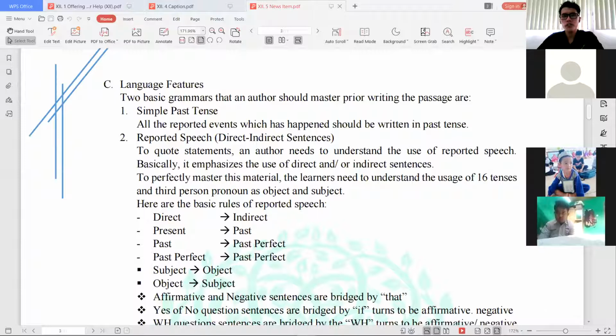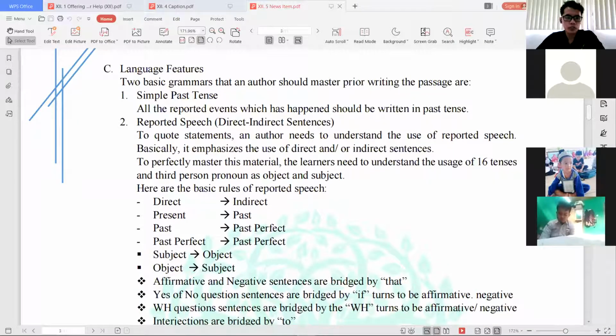Language feature, of course, because the event already happened in the past, you use simple past tense. And I believe that Mr. Rizal or Miss Anggi has already taught you about simple past tense. And the next one, reported speech. Reported speech here, you will learn about grammar and we will focus on it later after you master news item.